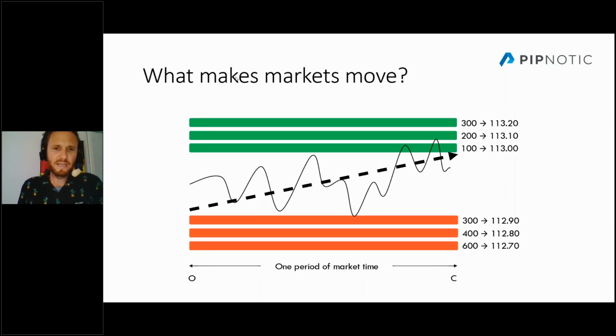Okay, so if we look at this, here's another visual representation of that, where we have liquidity. This is the amount of liquidity available at these individual levels here, these price points. We have 113 spot 0. We have 10 pips higher, 20 pips higher. And here we have below price. Okay, so this is the open of the period. Let's say that this is 1 hour of trading time. This is the open, and this is the close.